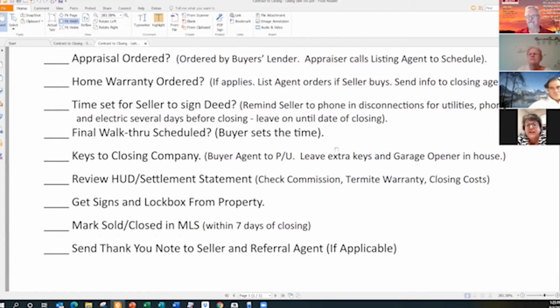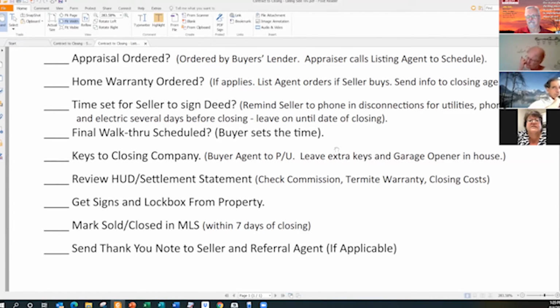Before closing, you as the agent should be sent a copy of the CD, the settlement statement, the closing documents. You aren't privy, of course, to all the ins and outs of the deal, so you don't know if all the numbers are right, but you should make sure that the commission is correct. You should make sure that the termite, home warranty, any other inspections or invoices that are supposed to be paid are properly reflected on there.